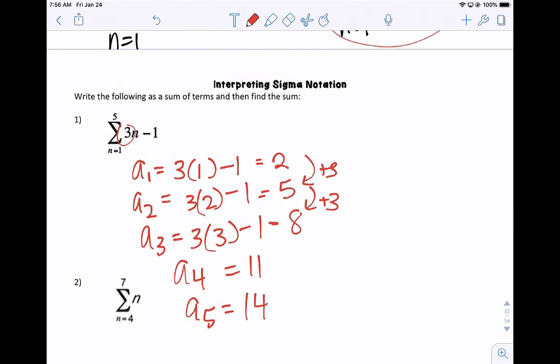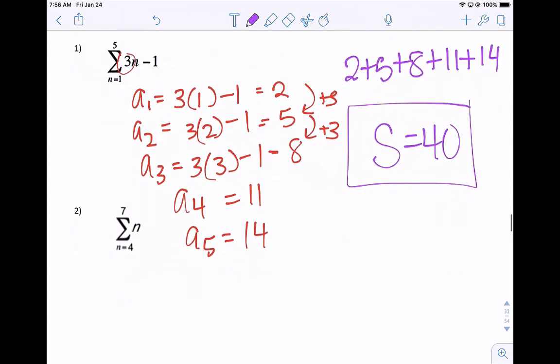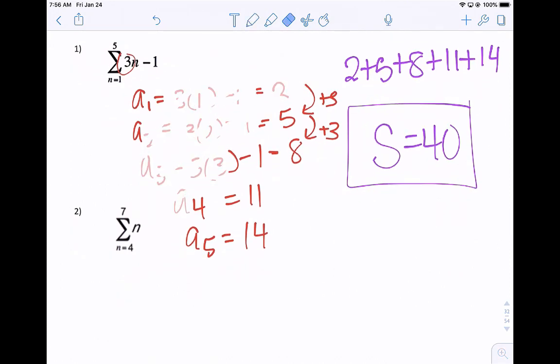Now we can add them up. So to add them up, we would say, all right, let's add up 2 plus 5 plus 8 plus 11 plus 14. So I'll do that really quick. 2 plus 5 plus 8 plus 11 plus 14, and we would say the sum is 40. Okay, so that's how you can actually use sigma notation to add these things up. Let's do the next one.